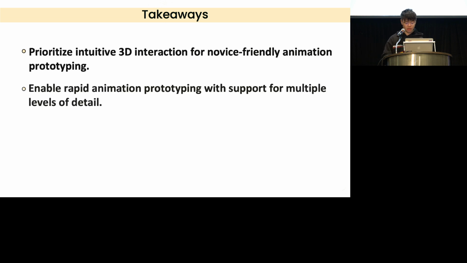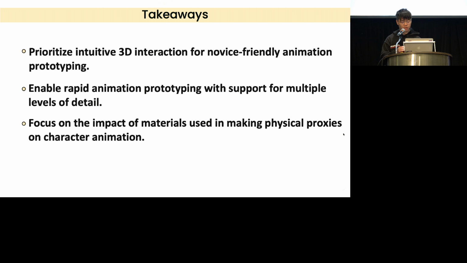The second one is to enable rapid prototyping by supporting multiple levels of detail, from a specific pose, to pose with motion, or just the movement. This flexibility accommodates a range of creative animation processes. And the last one is that we should focus more on the impact of the material used in making the physical proxy on character animation.